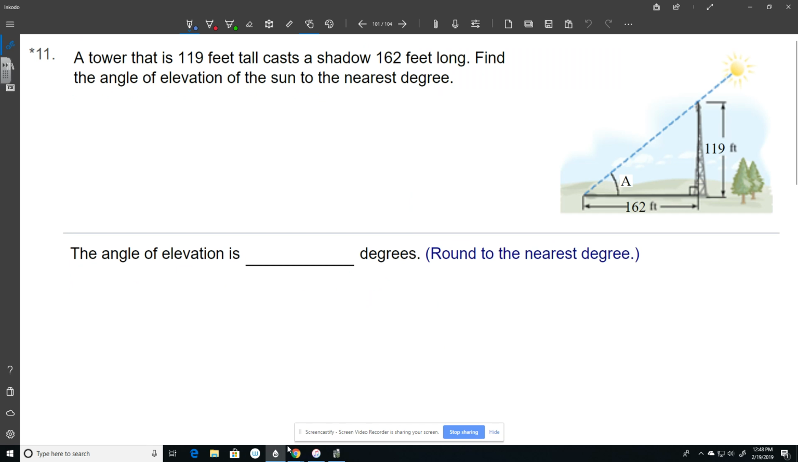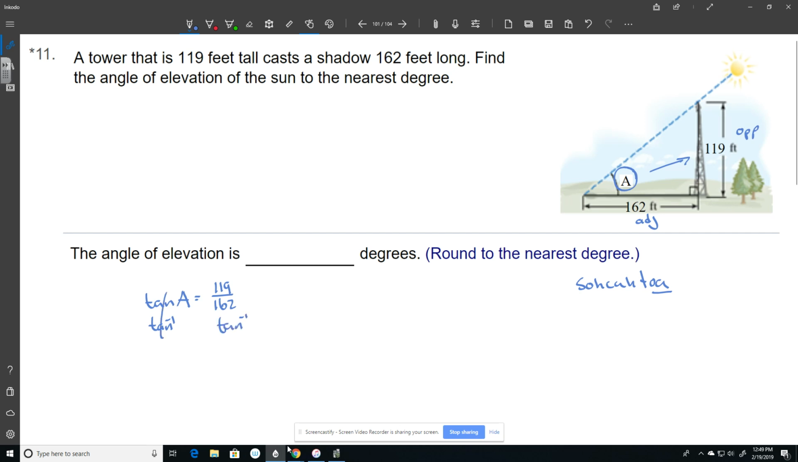Similar problem. It gives me a story. A tower is 119 feet tall, and it casts a 162-foot shadow. And it wants me this time to find the angle A. So looking at my picture, I know the opposite side, and I know the 162, which is adjacent. So again, SOHCAHTOA. I'm using opposite and adjacent, so I want tangent. So the tangent of this angle that I'm looking for is equal to the opposite 119 divided by the adjacent 162. I want to get rid of the tangent in front of the A, so I can't divide by tangent. I have to do inverse tangent to make it go away.